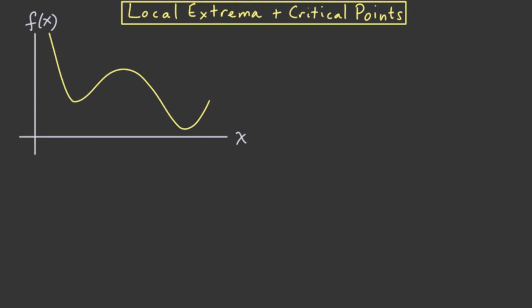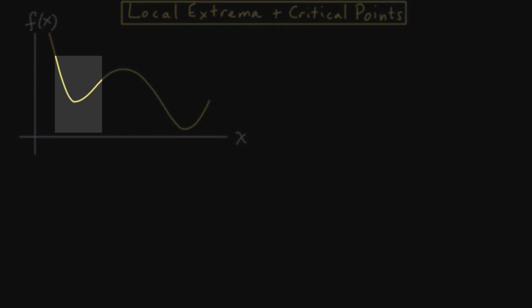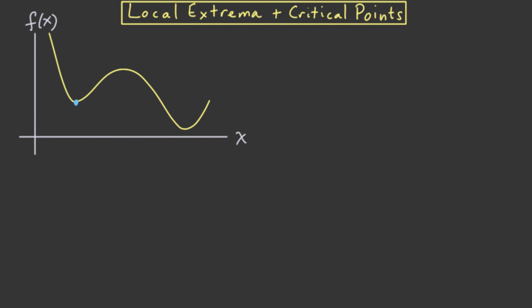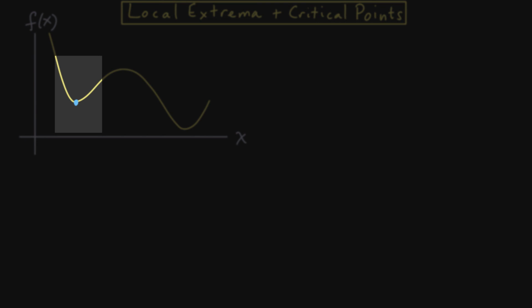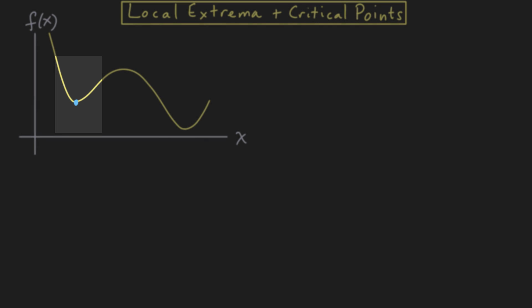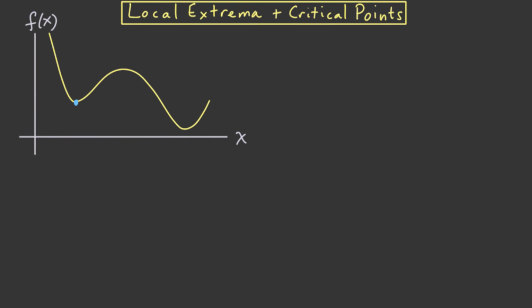We want to start giving names to some of the features that we might see on a graph. For instance, let's look at this point right here, where the function takes this little dip. Now, it's not the absolute lowest point on the graph, because the function gets smaller over here. But if we just look near this point, say in this little region, then this point is the lowest. So what we would say then is that our function f has a local minimum at this point.